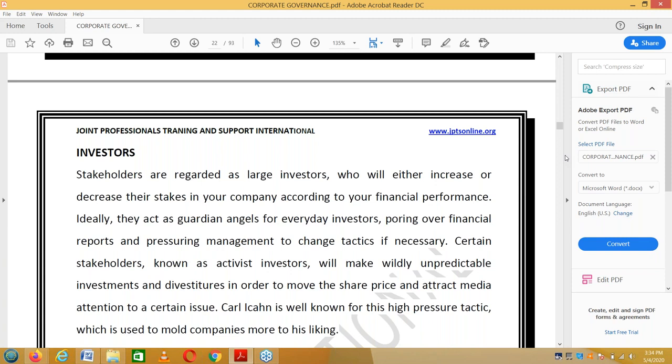Now, the investors act as guardian angels for everyday investors, poring over financial reports and pressuring management to change their approach, their strategy, if necessary. Certain stakeholders, known as activist investors, will make widely unpredictable investments in order to move the share price and attract media attention to a certain issue.